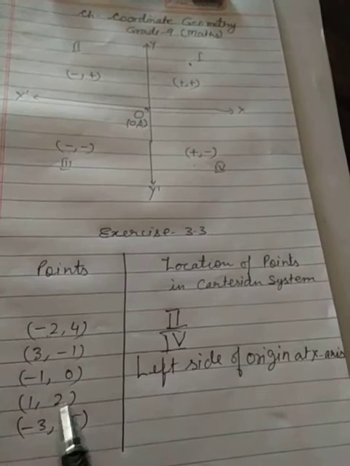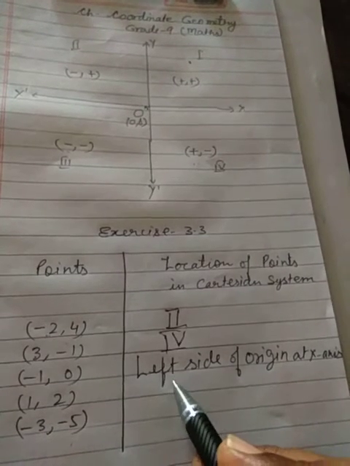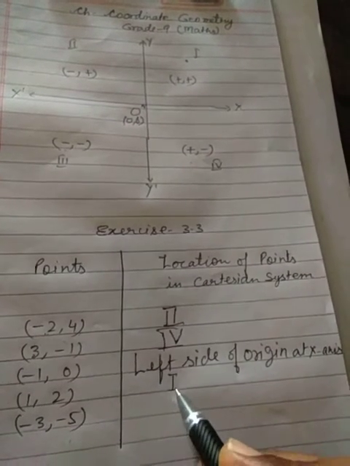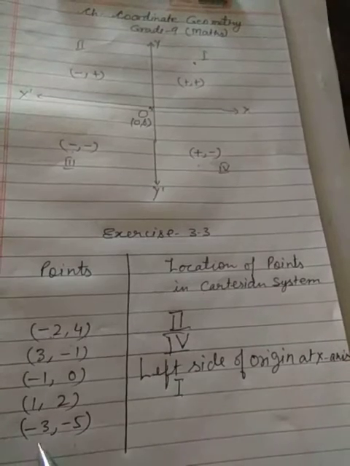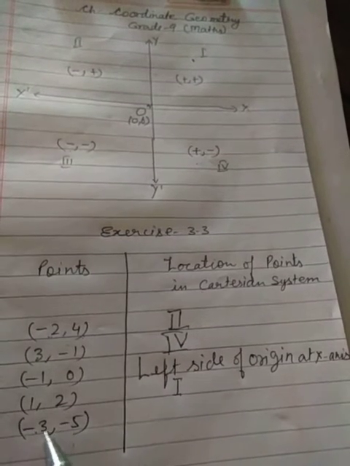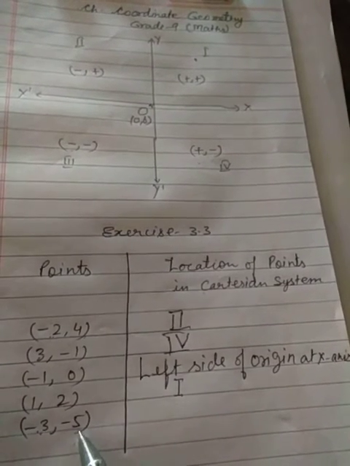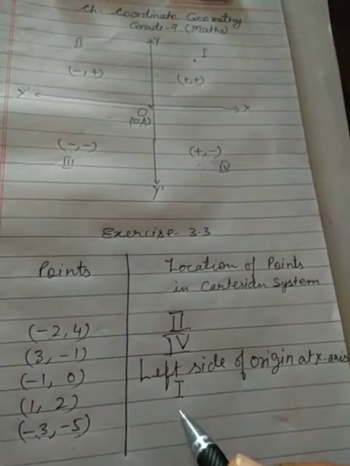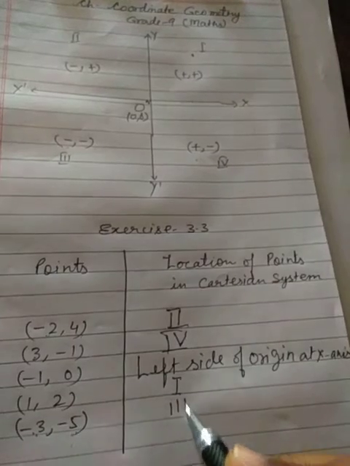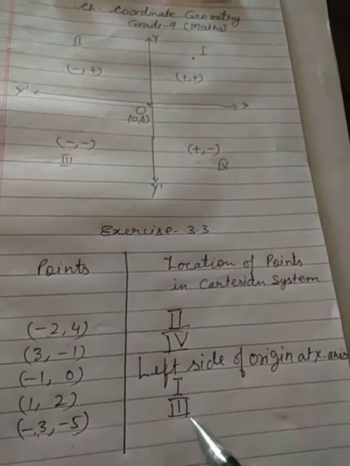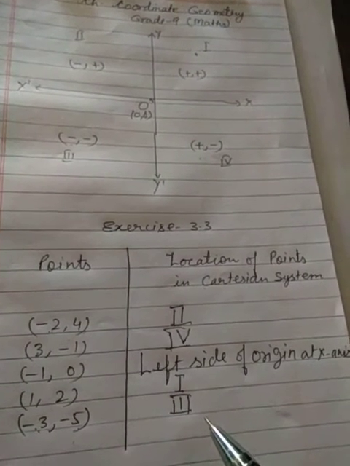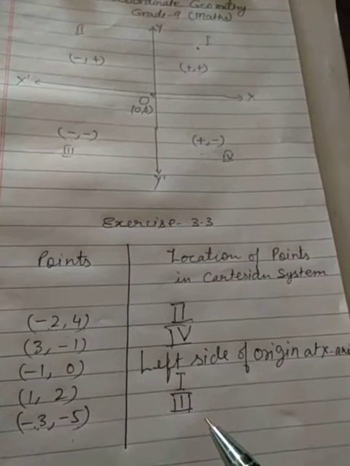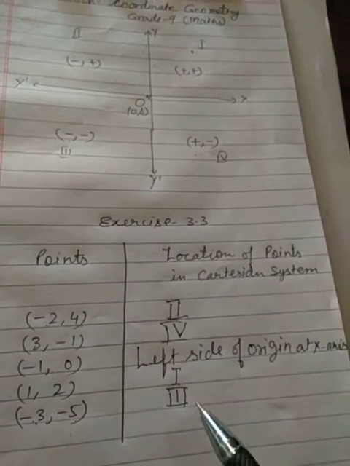Now 1 comma 2, both are positive, so this is the first quadrant. And this is minus comma minus, meaning minus 3 comma minus 5. So in the third quadrant both are negative, abscissa as well as ordinate, so this should be the third one, right? So in this way we have plotted the points very easily. You can plot these points.